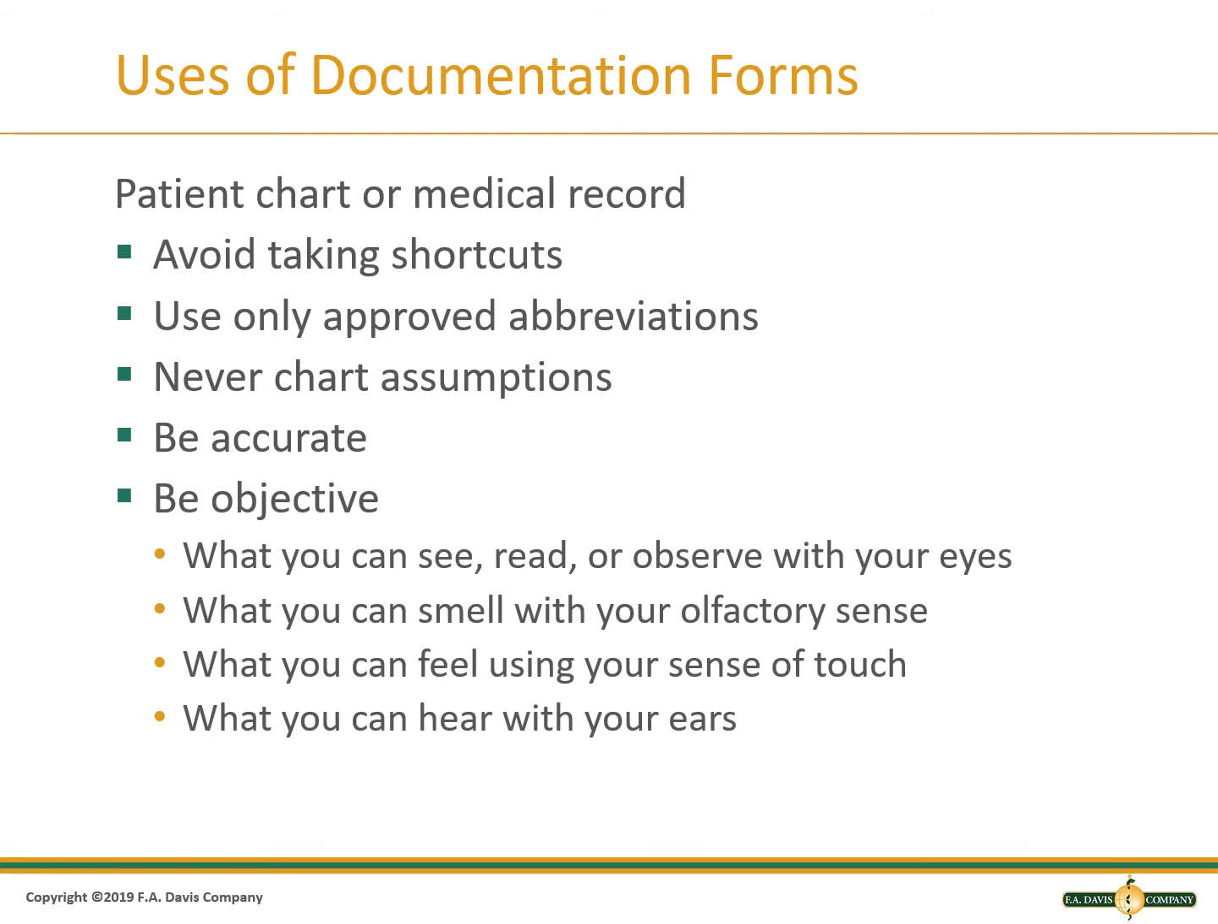These are things we want to remember when we are documenting in a patient's chart. We want to avoid taking shortcuts, even though it can be tempting at times when you are so busy. You want to make sure you are documenting everything pertinent about your patient. You don't want it to come and bite you in the butt later. You want to cover all the bases. You only want to use the appropriate abbreviations. Later in the slideshow, we will cover the unapproved abbreviations, and we will have a little chart that you can look through. You never want to chart your assumptions. You want to be as accurate and objective as possible.